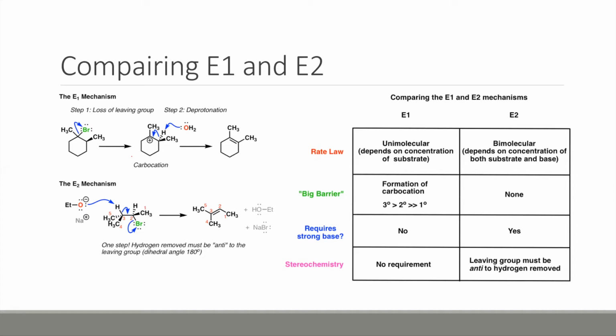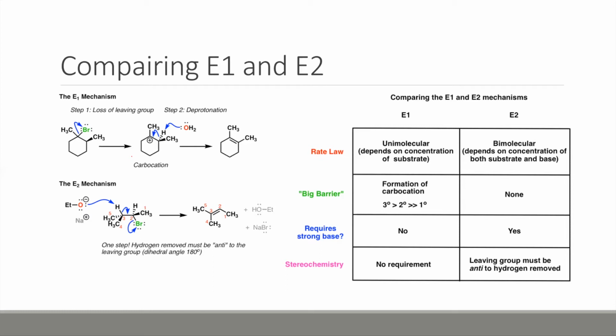So what we've gone over is that for the rate law, an E1 elimination is unimolecular, meaning that it depends only on the concentration of the substrate, while an E2 reaction is bimolecular. It depends on the concentration of the substrate and the base.